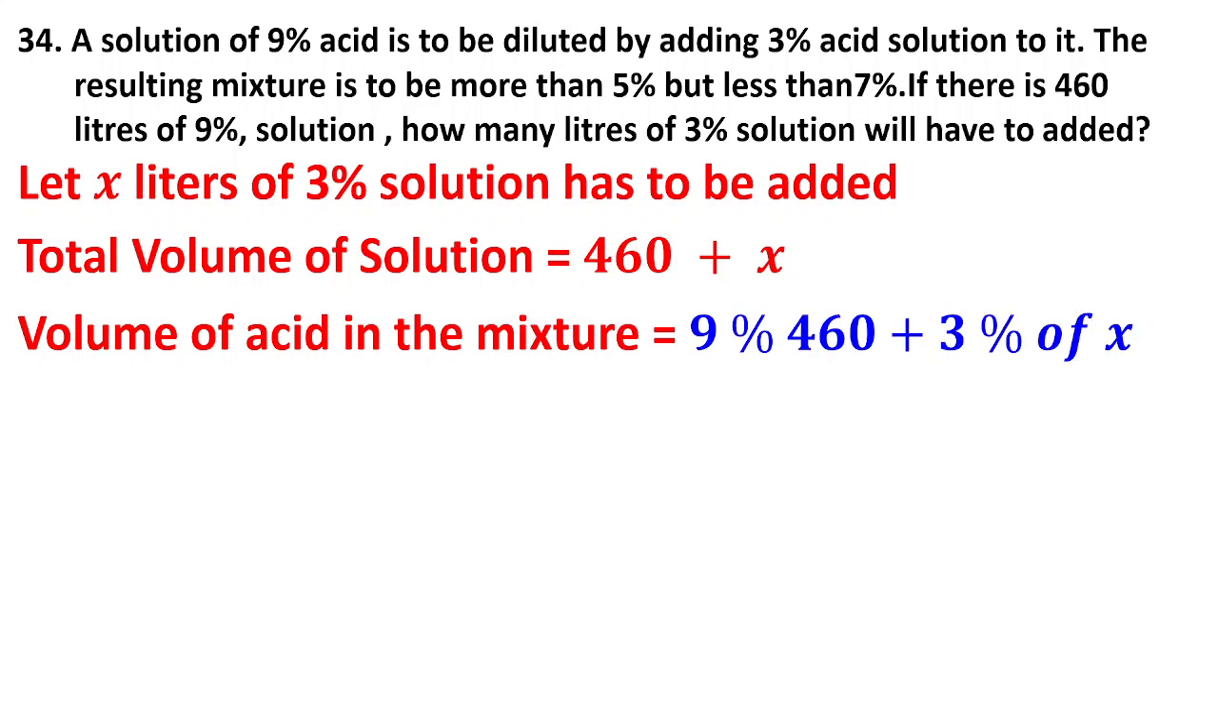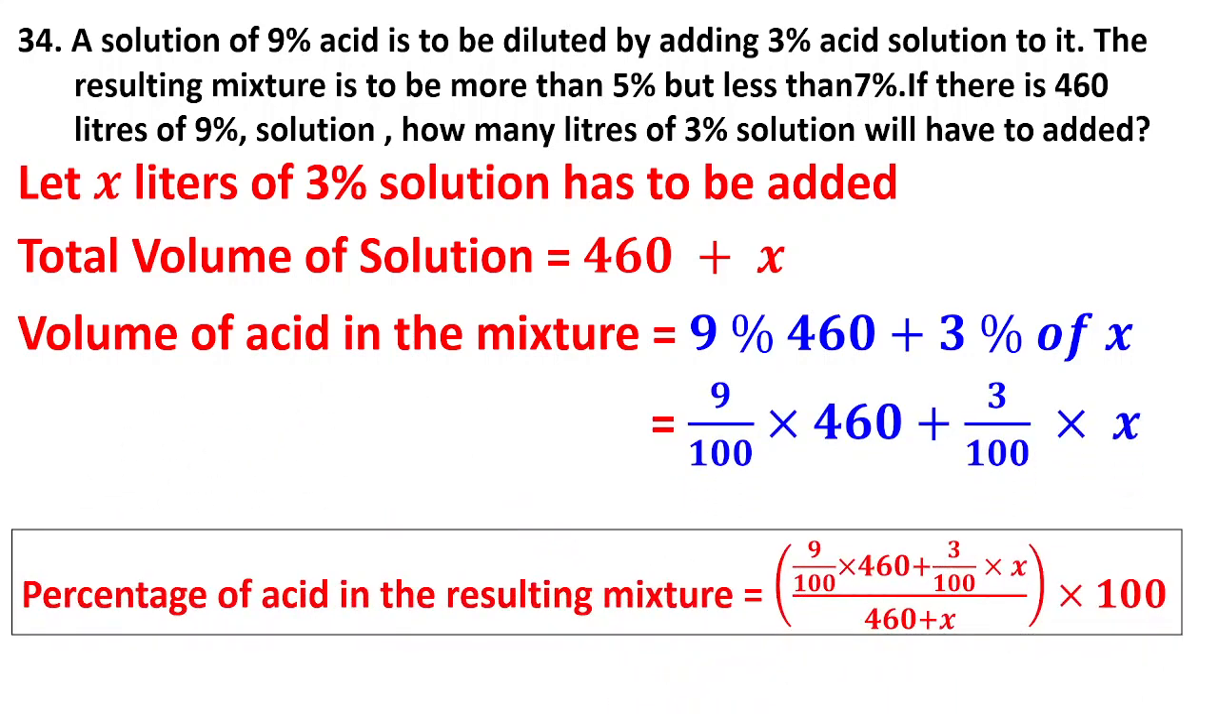Now, what will be the volume of the acid? It is 9% of 460 plus 3% of x. Already 9% is there. We are going to add 3%. 9% of 460 plus 3% of x. You know how to simplify it. You got the answer now.